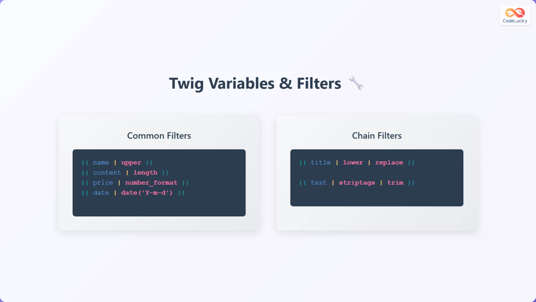Filters can also be chained together to apply multiple transformations. For example, title|lower|replace first converts the title to lowercase and then replaces a specific substring. Similarly, text|striptags|trim first removes HTML tags from the text and then trims any leading or trailing whitespace.